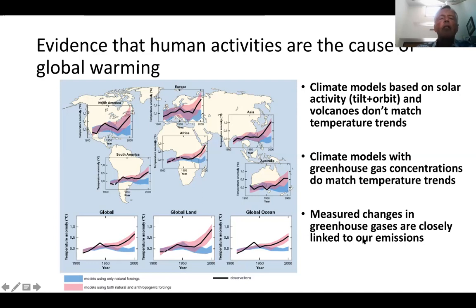So that's the logic that has led most of the scientific community to conclude that this increased temperature and the associated phenomena that are going on, global change, are to a large degree anthropogenic in nature.